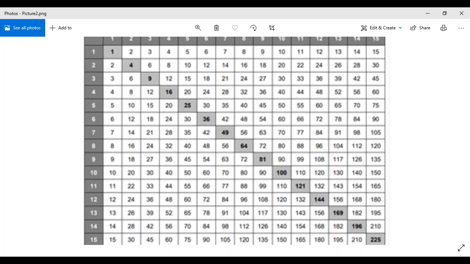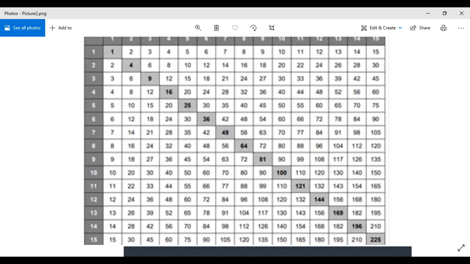9 times dash is equal to 18. Look in the table of 9. Where is 18 written? Over here. So this is 9 times 2. Very well done. Excellent. So now you are getting how we can use this multiplication table. Very well done. 6 times dash is equal to 12. Look into the column of 6 where 12 is written. 6 times 2. Excellent.